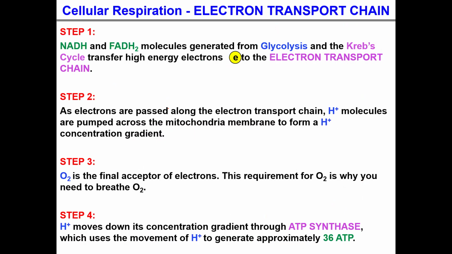So let's go ahead and take a look at what those steps are going to look like in actual writing. So in step 1, we have our NADH and FADH2 molecules, remember, generated from both our first step, glycolysis, and our second step in the Krebs cycle. And they're going to transfer high energy electrons to the electron transport chain. In step 2, as the electrons are passing along the electron transport chain, hydrogen molecules are going to be pumped across the mitochondrial membrane to form the hydrogen concentration gradient.